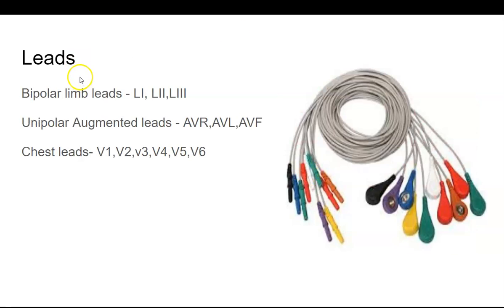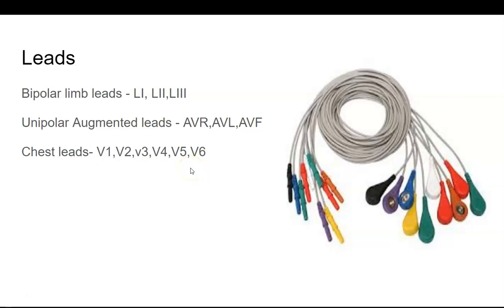The next is leads. Leads and lead wires are different. Lead wires, this is a lead wire. There are 6 chest leads and 4 limb leads, as I have seen. So we have 10 lead wires, but we have 12 leads in total: the bipolar limb leads, lead 1, lead 2, lead 3, and the unipolar augmented leads AVR, AVL and AVF, and chest leads V1 to V6.